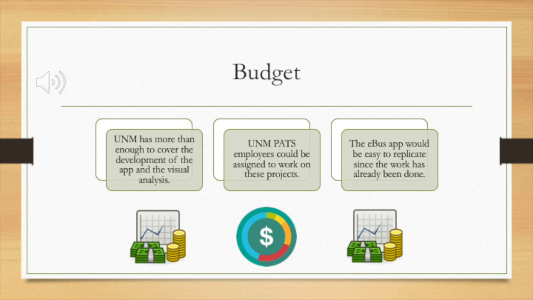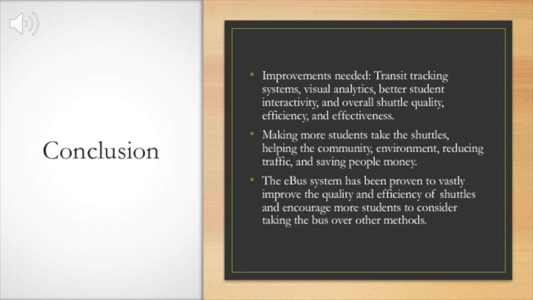The framework's already there. There are a lot of improvements that can be implemented into PATS shuttle system like transit tracking system, visual analytics, better student interactivity, and overall shuttle quality, efficiency, and effectiveness. All these things could be fixed rather quickly, excluding the visual analysis.